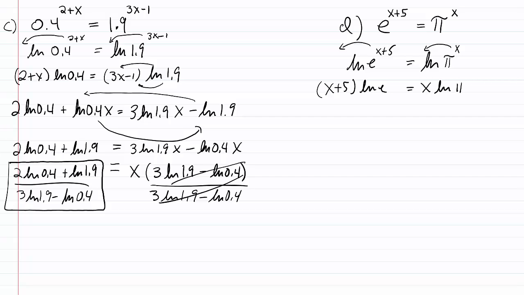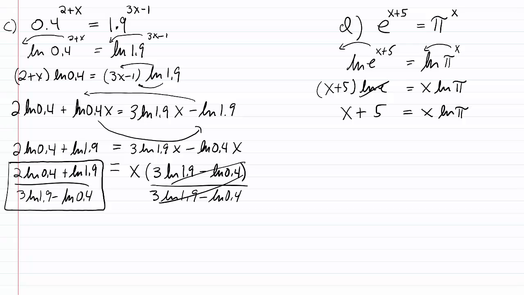Now here's the thing, ln of e is just 1, right? Remember, ln of e is basically the same as saying log of e base e, and remember that's saying what power do you need to raise e to end up having e? Well, of course the answer is just 1. So ln of e is just 1. So we can change that to 1, or in other words just 1 times x plus 5, or x plus 5 is equal to x times the ln of pi.